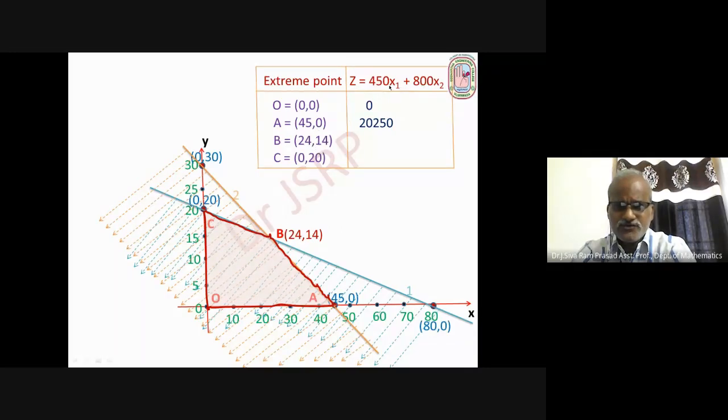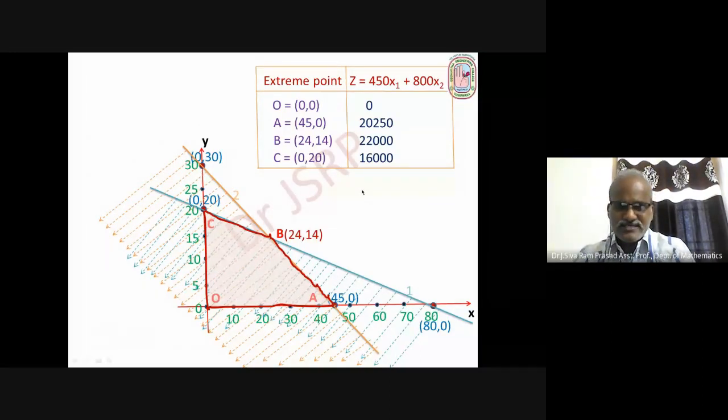So 450 into 24 plus 800 into 14. Simplify, you get 22,000. Next, substitute C point, x1 0, x2 20. So 450 into 0 plus 800 into 20, that is 16,000. So these are the objective function values at the extreme points.